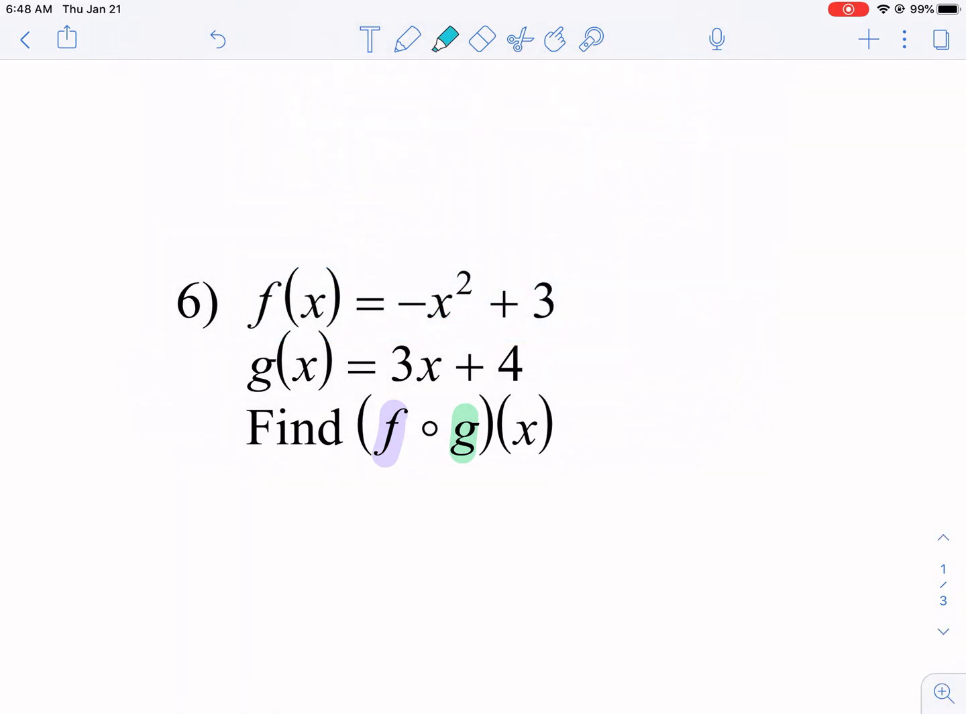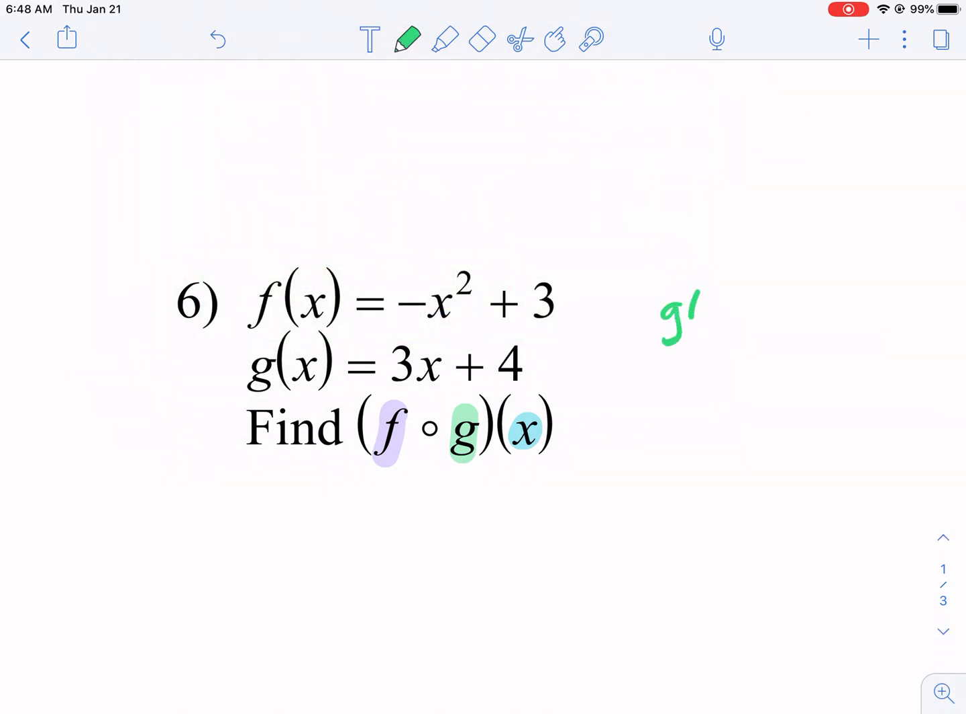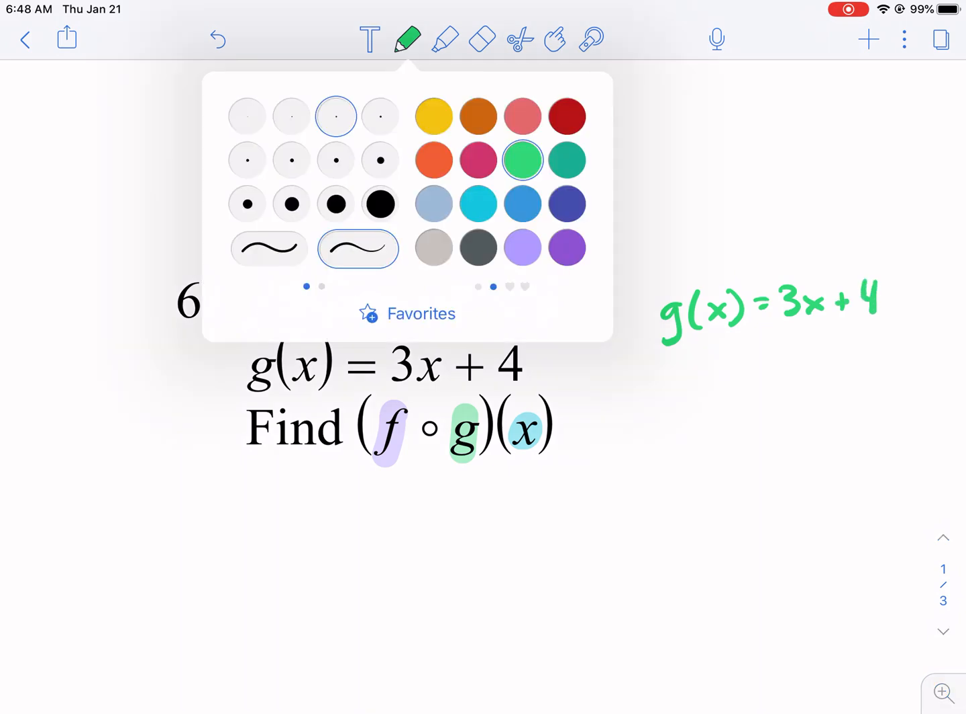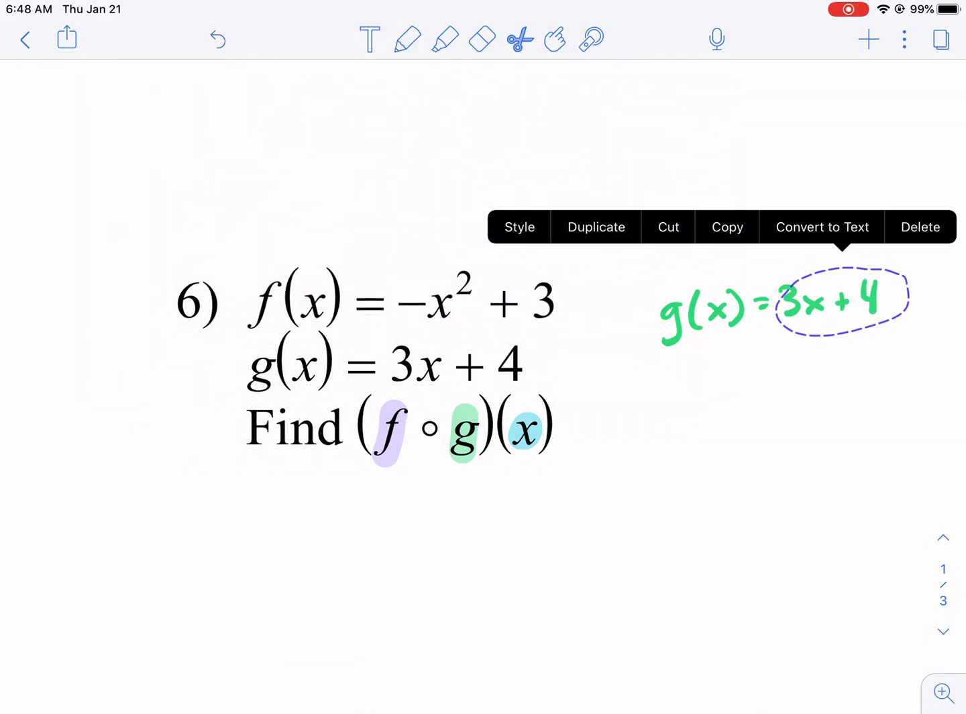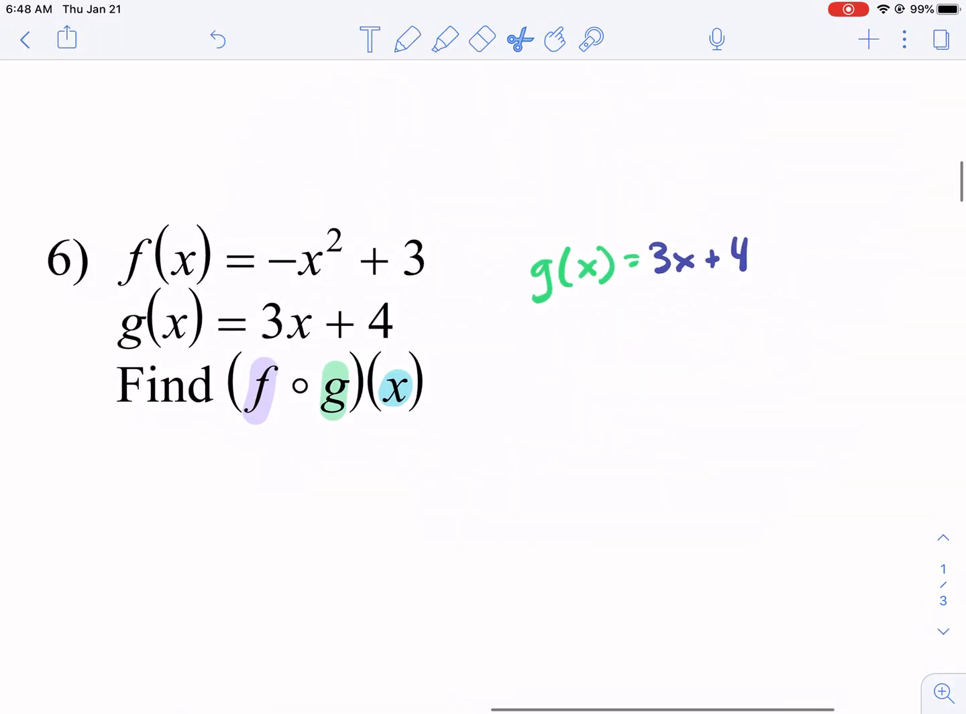I don't know why I went backwards, but I did. Our input is x. So essentially, we're just going to take our g of x, and we're not going to change it. G of x equals 3x plus 4. My result, essentially, is just the 3x plus 4 because I input x, which doesn't change anything. That's my result.